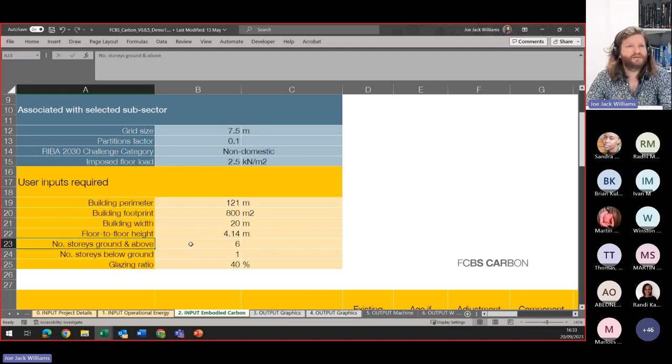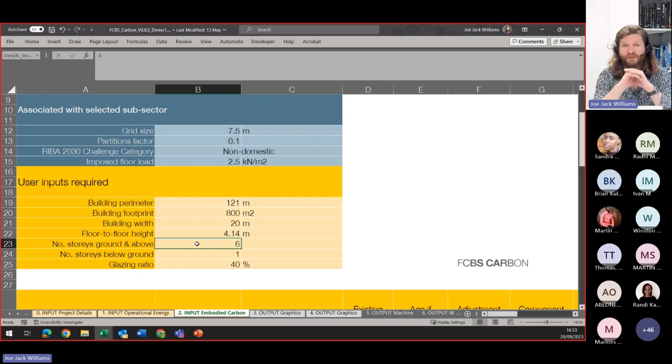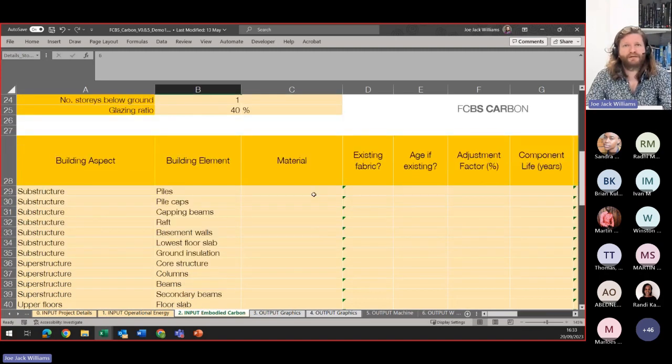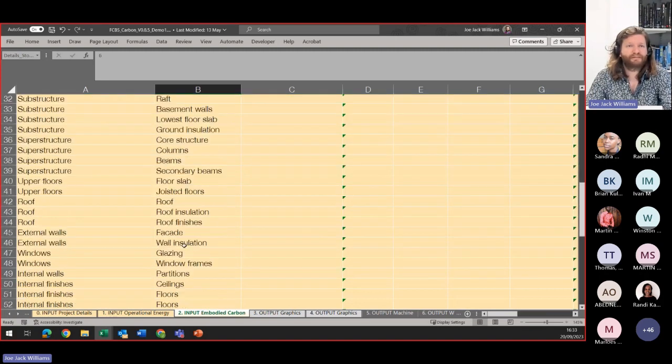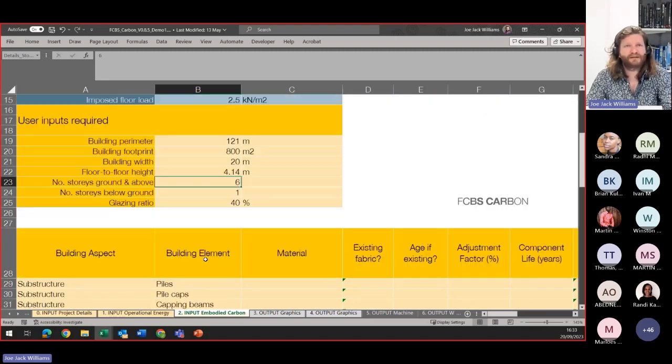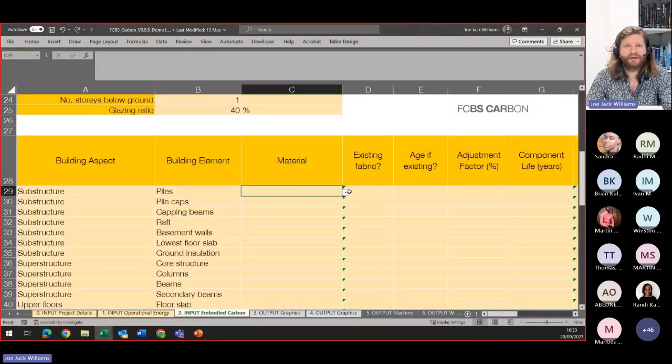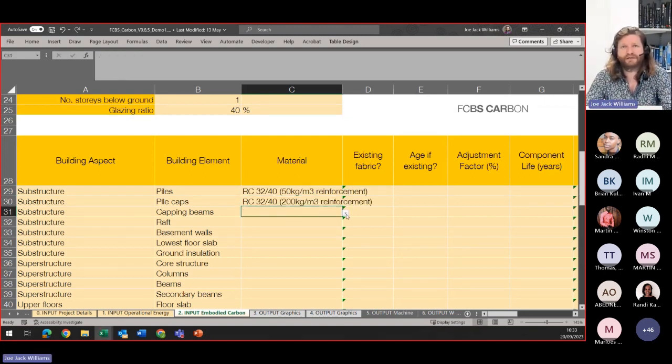Just a note here, this is number of stories ground and above, so if it's just a 1-story building, that would just be 1. And you can see I put in a glazing ratio here. So all you have to do, this will come pre-populated with all these aspects in there. So all we need to do is just pick the materials, so they're all in drop-down lists. So we'll make a piled building, why not? And we can start to go through and just pull these through.